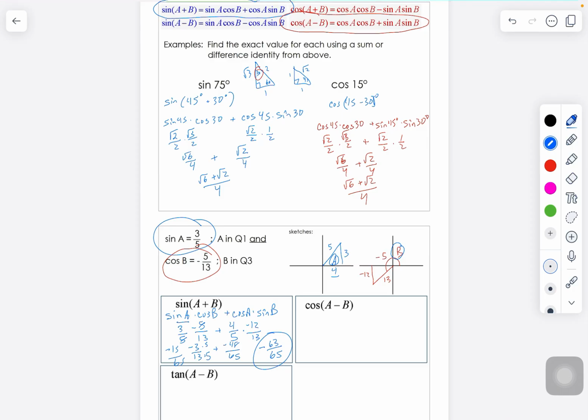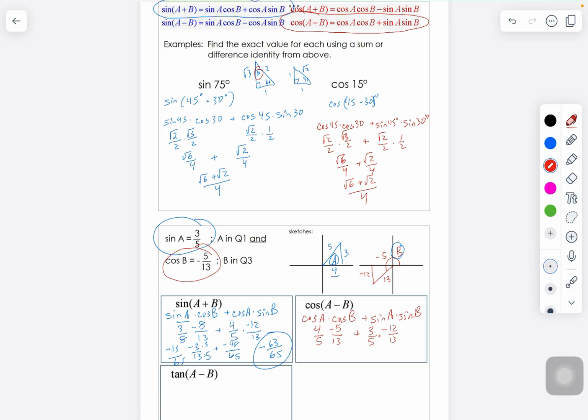Now for cosine, we're just basically going to follow suit with the same thing. Maybe we'll do that here in red. It's going to be the cosine of angle A times the cosine of angle B plus the sine of angle A times the sine of angle B. So the cosine of angle A is 4/5. The cosine of angle B is negative 5 over 13. The sine of angle A is 3/5. And the sine of angle B is negative 12 over 13.